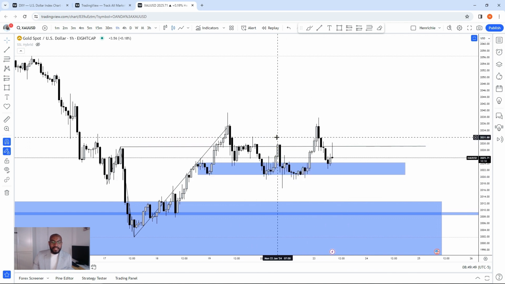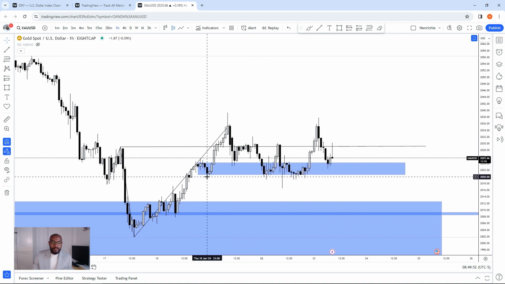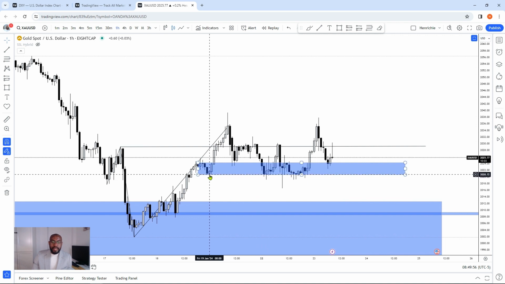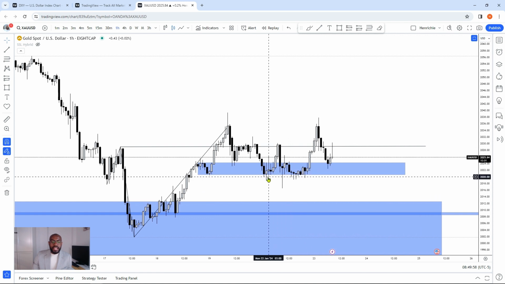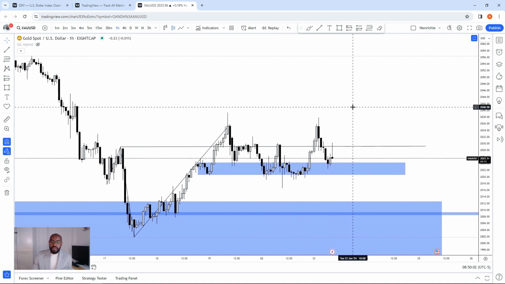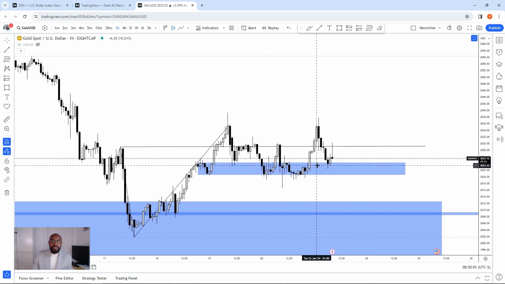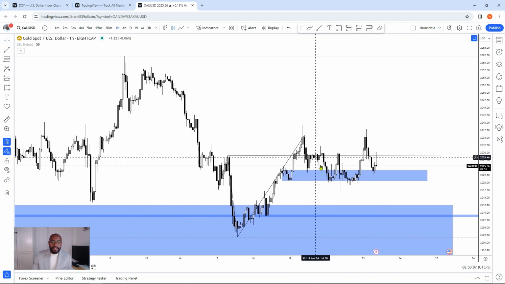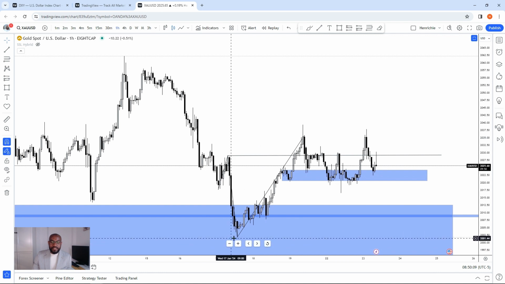So if price had dropped down, took this liquidity and closed below this low, I would have removed every intention to go long on gold. I wouldn't be interested in gold going long. I'd be interested in it coming to the downside, potentially running these lows.